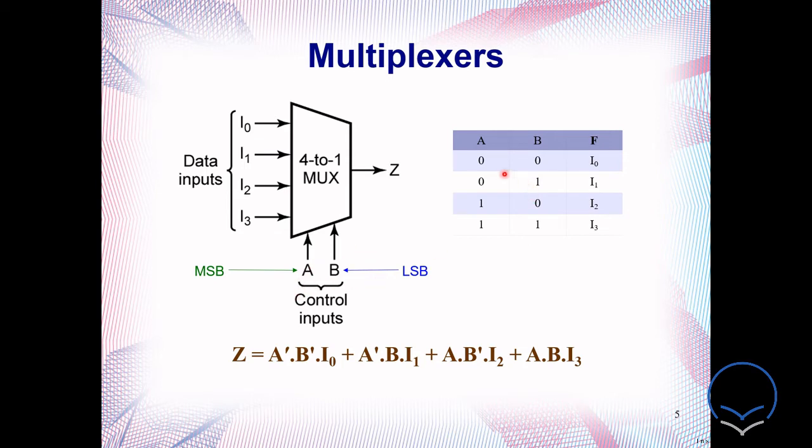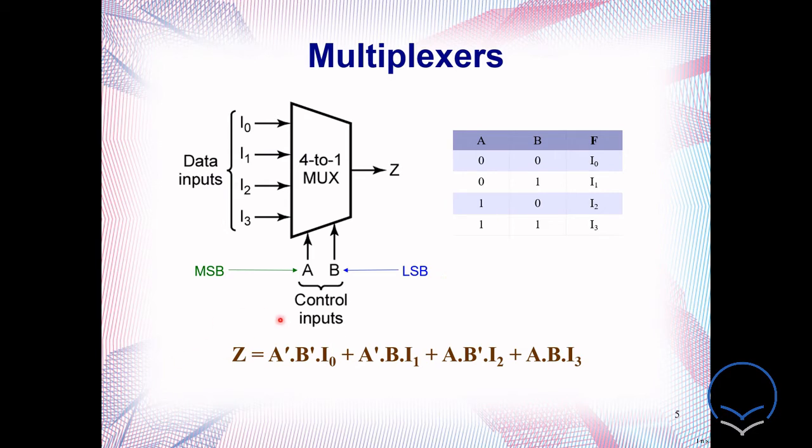What it does is, when our input is 00, it selects I0 to Z. When our input is 01, it selects I1 to Z. When 10, I2 to Z. When 11, I3 to Z. So 00 I0, 01 I1, 10 I2, 11 I3. Here the important thing is we have the MSB, most significant bit, and the LSB, least significant bit. B is the LSB, and A is the most significant bit. Remember that whenever you are writing the truth table.